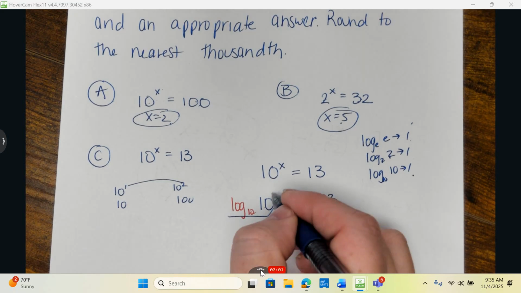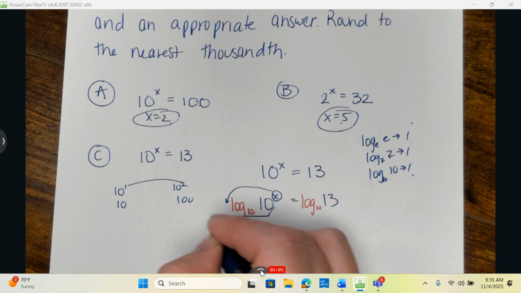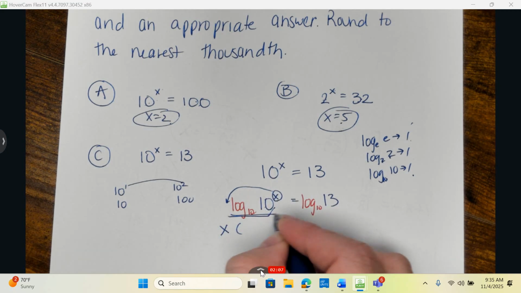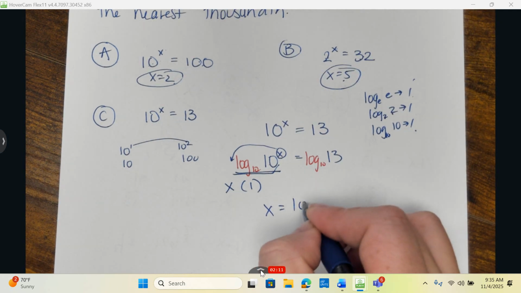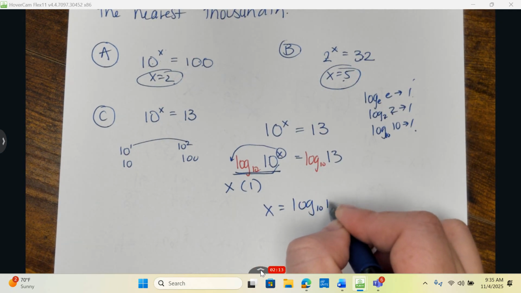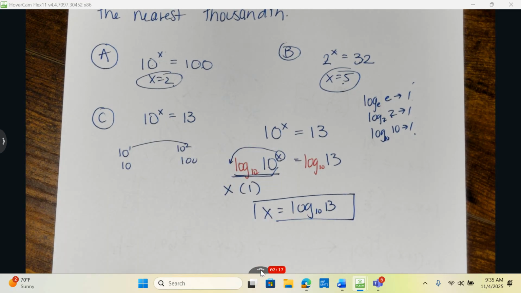Well, what do we do with the x? This variable position just drops down in front at the same level. So it's like x times 1. 1 times x is simply x. Now x equals log base 10 of 13. This is considered to be the exact answer.